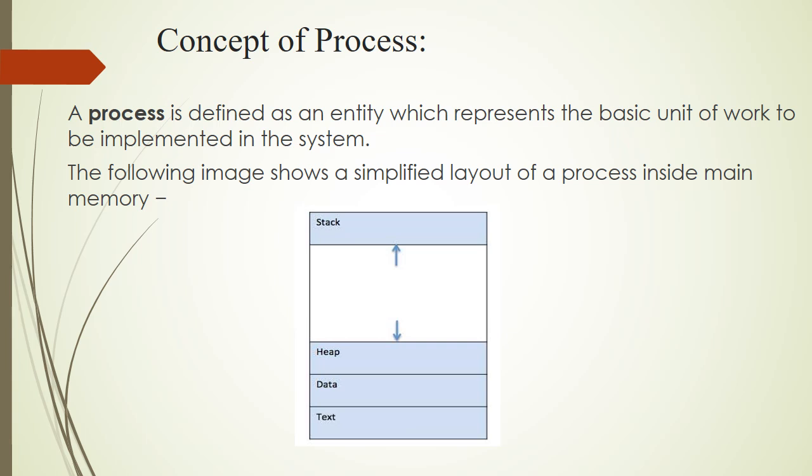A process acts like a job in a batch system and a task in a time sharing system. Any program is divided into many possible small programs which are executed in the CPU one after another. The program which is currently executed in the CPU is known as the process.